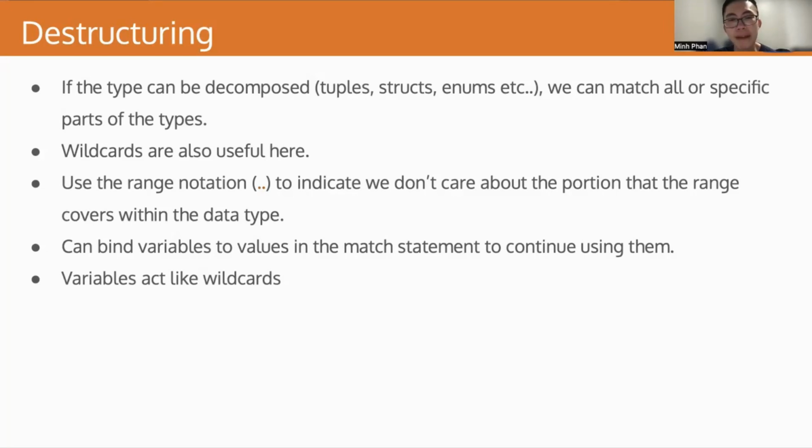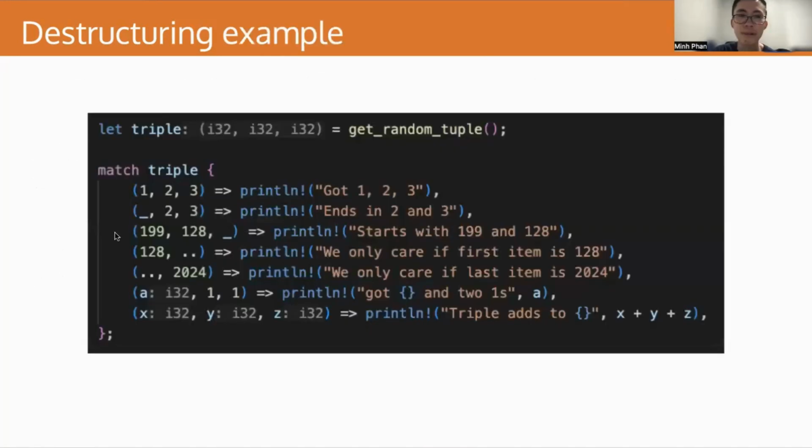We can also bind variables to values in the match statement to continue using them. And variables here basically act like wildcards. Let's look at an actual example. Here we have a triple, that is a variable of a tuple of 3 i32s that we get from some function. Here we will attempt a match on that variable.